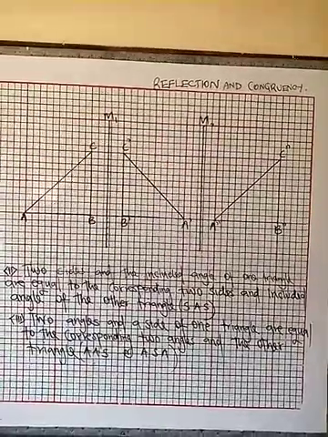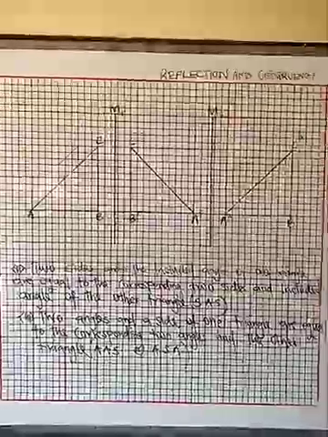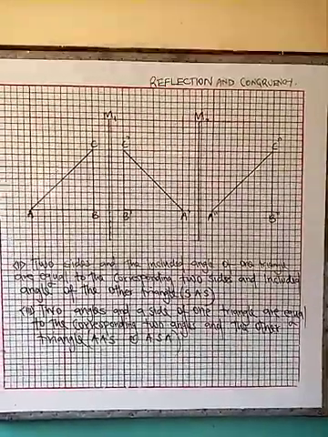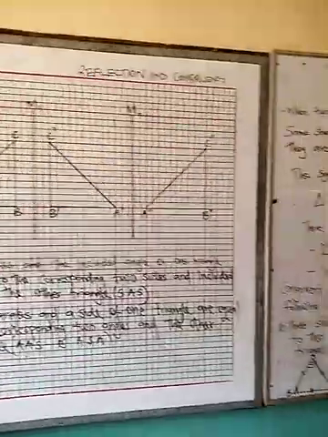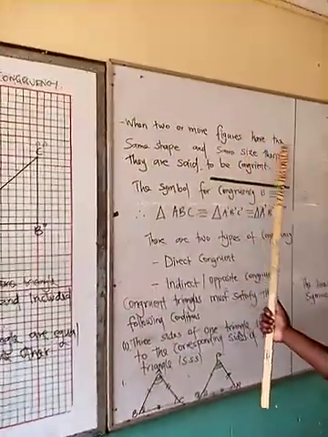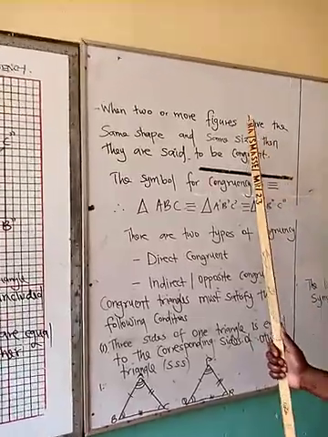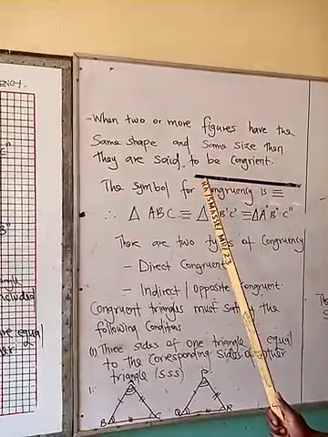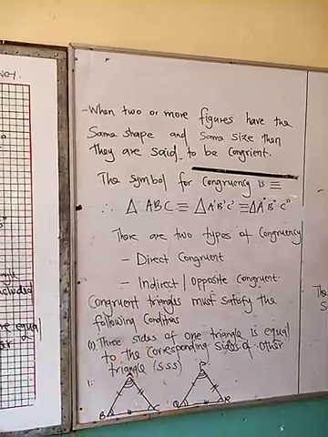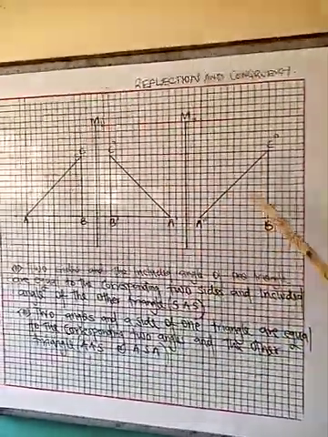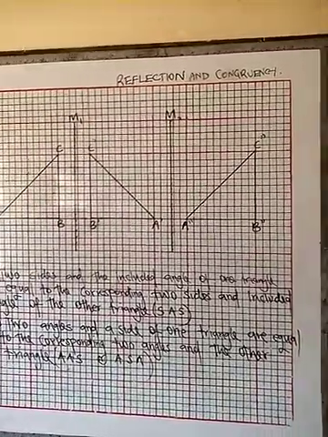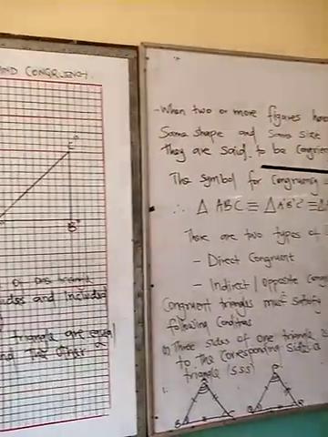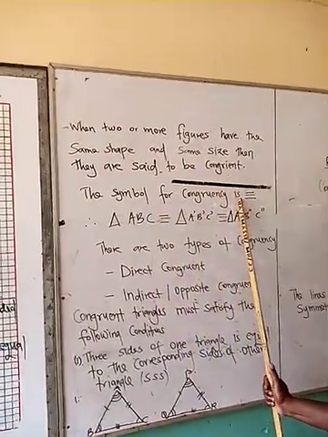Now that brings us to what is called congruency. When two figures are congruent, then there are conditions that must be met. When two or more figures have the same shape and size, then they are said to be congruent. Like when you look at these three triangles, they have the same shape and same size. Therefore, they are congruent.